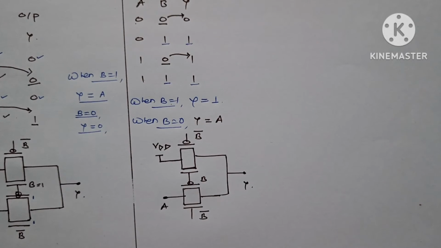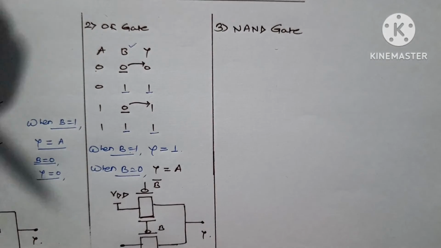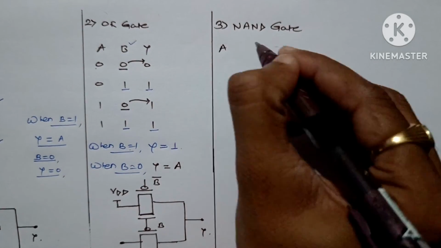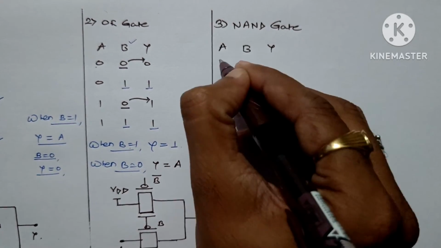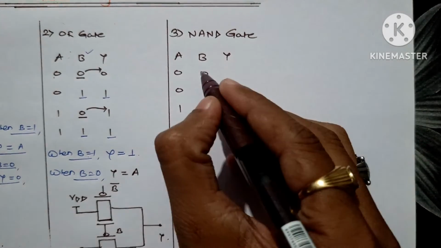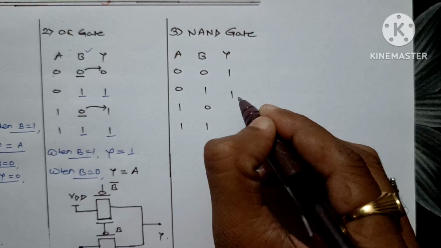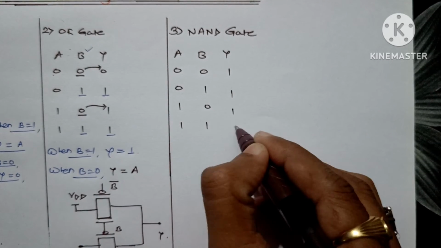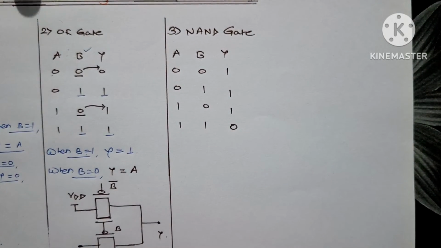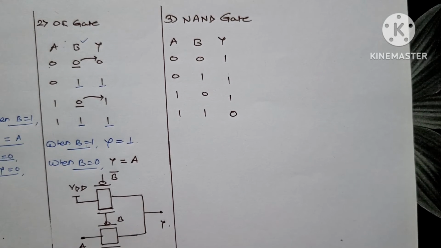Now let's come across the third as NAND gate. So the truth table, as we know, NAND gate is the complement of AND. So we can write 0 0 is 1, 0 into 1 is 0, complement 1. This is 1, and for 1 1 it will be 0, just the complement of AND gate. So let's come across the conclusion.